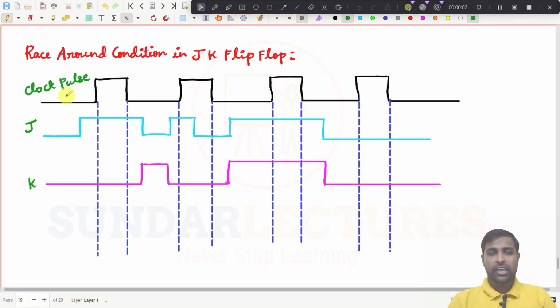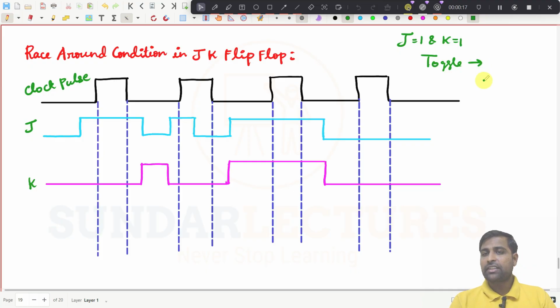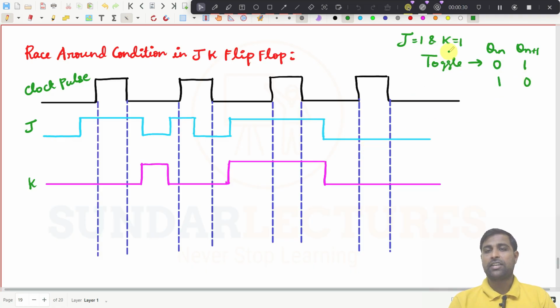Right. Now you see, this is the race around condition in a JK flip flop. One condition you should know is J equal to 1 and K equal to 1. What is this condition? It is the toggle condition. What happens in the toggle condition? If Qn, and we will write Qn plus 1, is 0, the output should go to 1. If it is 1, the output should go to 0, in the condition J equal to 1 and K equal to 1. That is the idea, right?